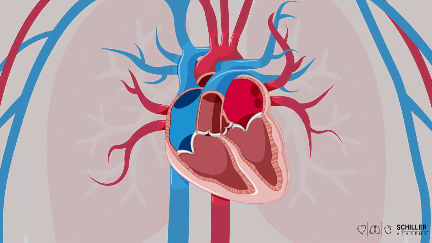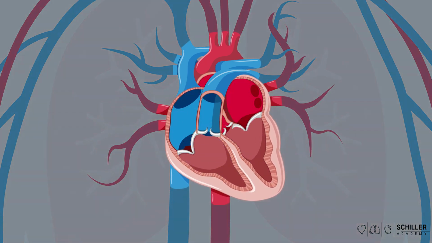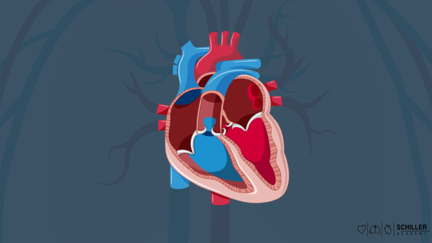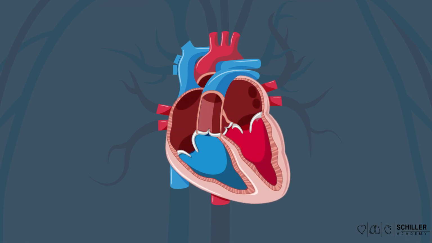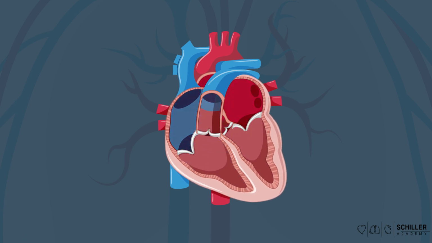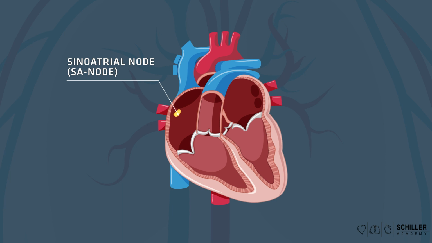The heartbeat is generated and coordinated by specialized cells in the heart that produce and conduct electrical signals. These signals spread throughout the heart muscle and cause it to contract and relax rhythmically, pumping blood through the circulatory system. The cardiac conduction system is composed of several components, which include the sinoatrial node, SA node, located in the right atrium near the entrance of the superior vena cava.